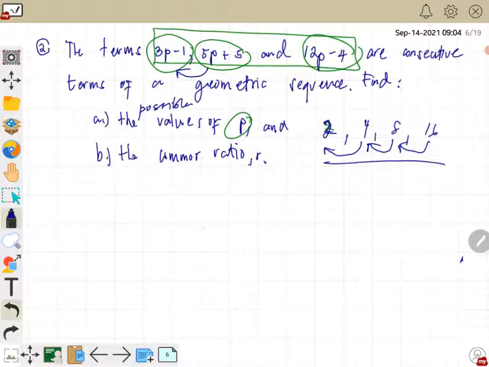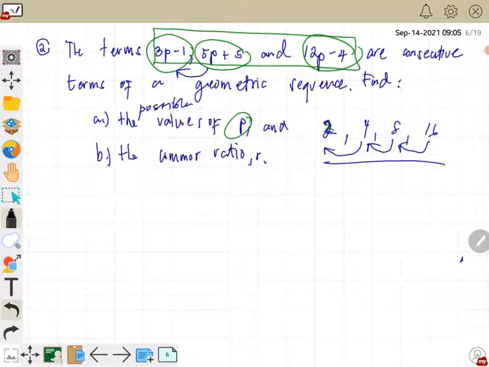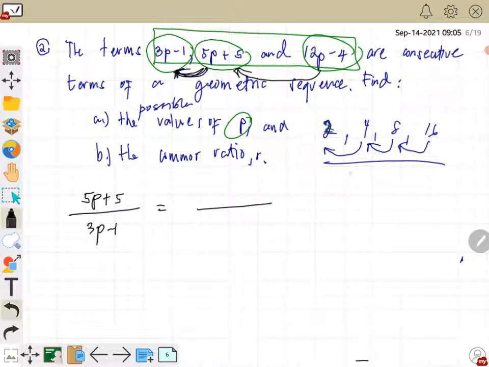So let me just write it again. If we divide the second term by the first term, that's going to be 5p plus 5 divided by 3p minus 1, equals the same thing as dividing this by this one, the same logic. So we say 12p minus 4 over 5p plus 5.